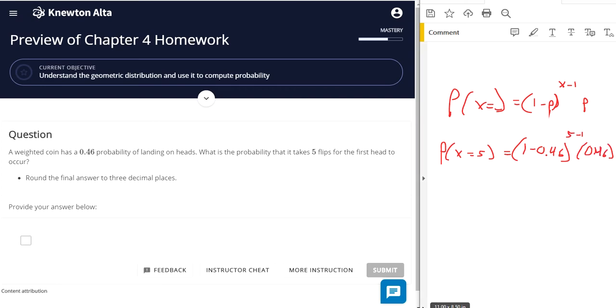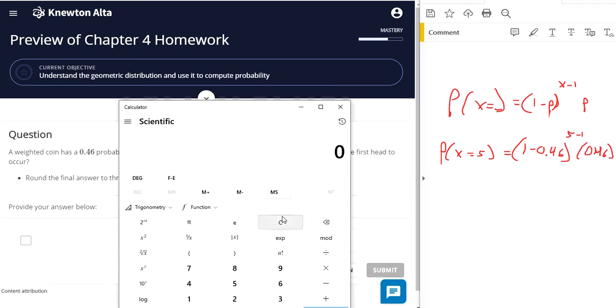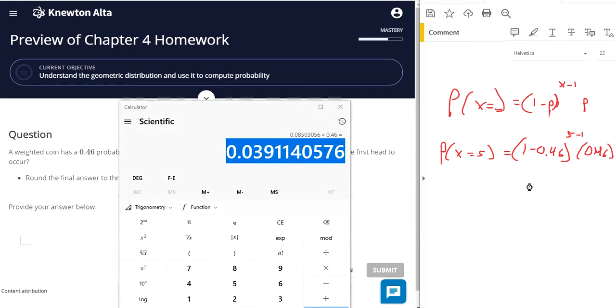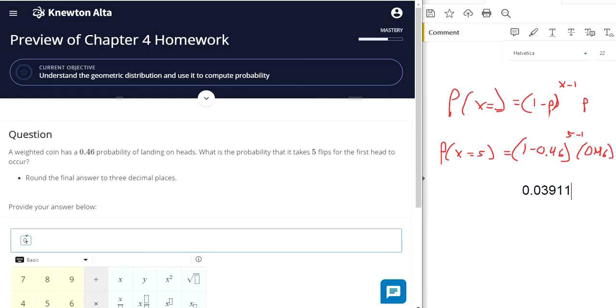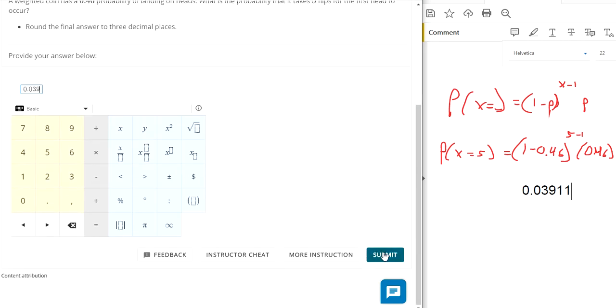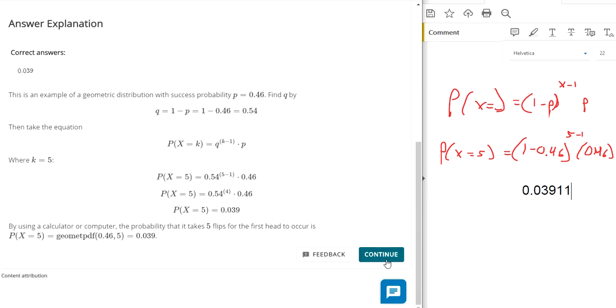So this is just going to be 1 minus 0.46, which is 0.54. Raise that to the 4th power, then multiply that by 0.46. That gives us 0.03911. That's the probability that we get the first heads, 0.039 if we round to the third decimal. That's the probability we get the first heads on the 5th coin flip.